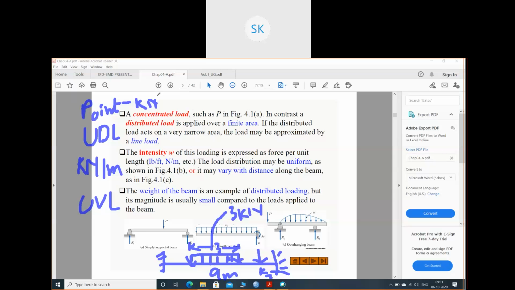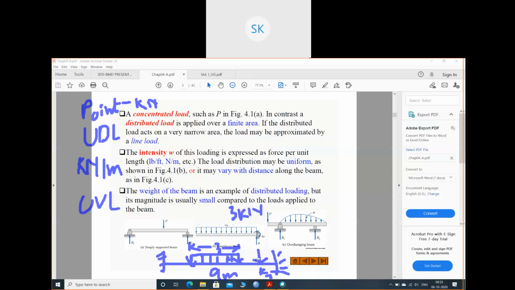Okay, next we'll have UVL. You can write this: uniformly distributed load, UDL; uniformly varying load, UVL; and we have point load. And we have 4 beams: simply supported, cantilever, overhanging, and fixed beam. Both the ends will be fixed, and we will get 6 reactions, as a fixed support has 3 reactions. So when both the ends are fixed, we'll get 6 reactions.